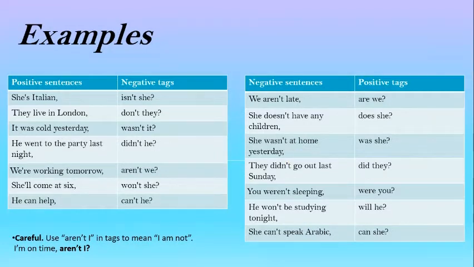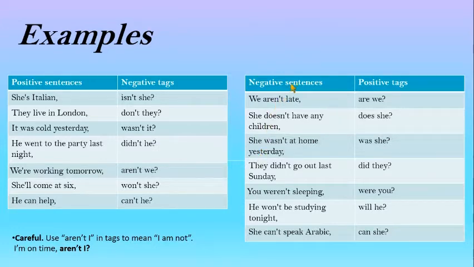Here, I have some examples about positive statements. For example, she's Italian, isn't she? They live in London, don't they? It was cold yesterday, wasn't it? He went to the party last night, didn't he? We are working tomorrow, aren't we? We'll come at 6, won't we? He can help, can't he?